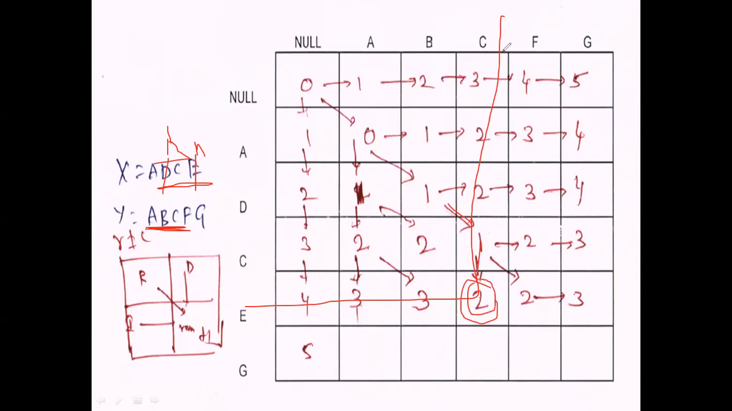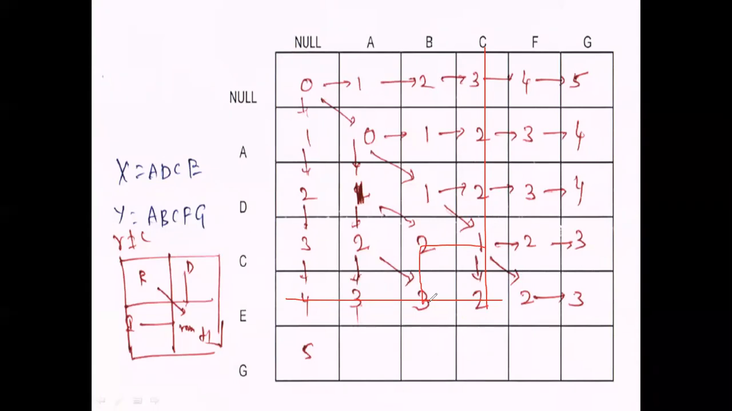Suppose R is not equal to C. R means the row value, which is E. E is not equal to the column value, that is C. So not equal means you consider the minimum value. The minimum of 1, 2, 3 is 1. 1 plus 1 for the delete operation is 2. 1 plus 1 for the deleting operation. Same, 2, 3.